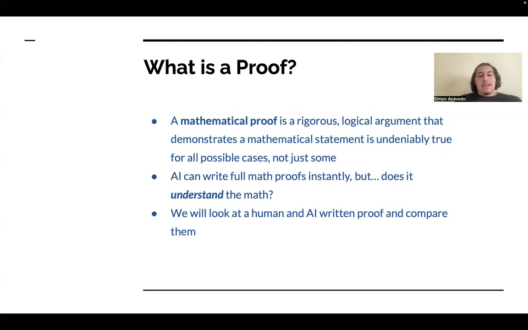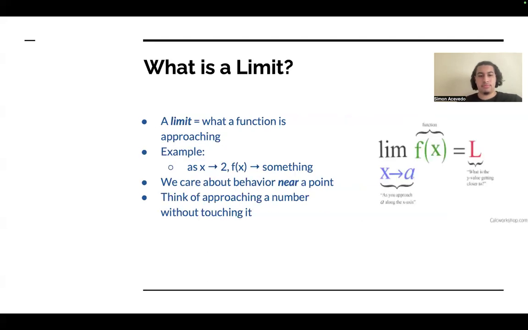AI can write full math proofs instantly, but the question is, does it understand the math, right? So we're going to basically look at a human proof and an AI written proof and compare them. First, I want to introduce some terms so you can get a better understanding of some terms that are in the proof, you know?